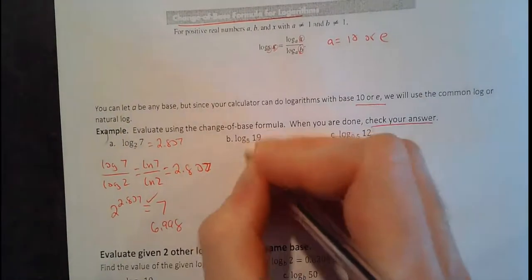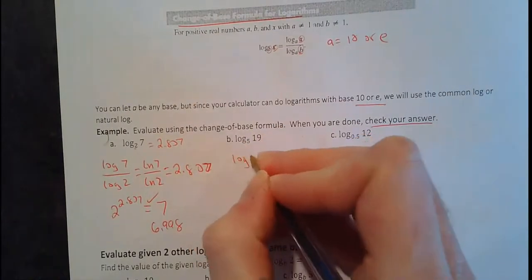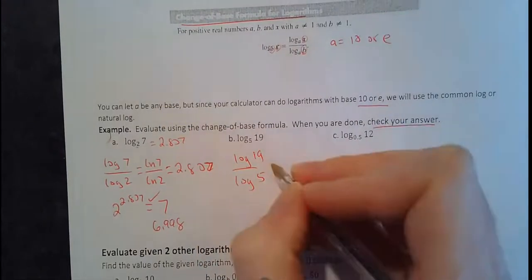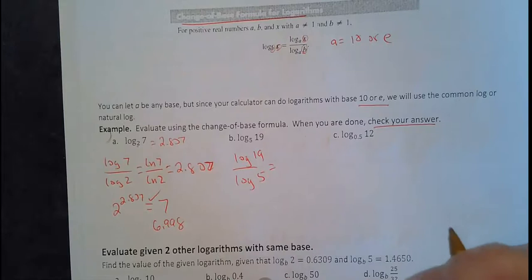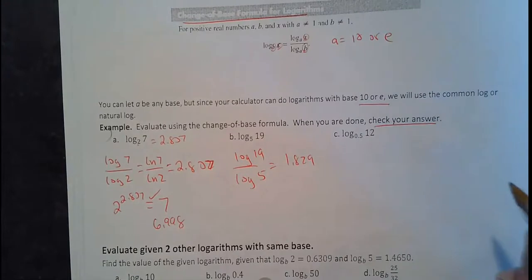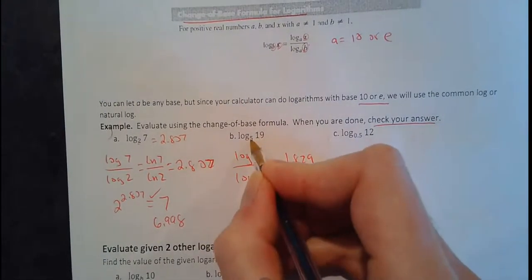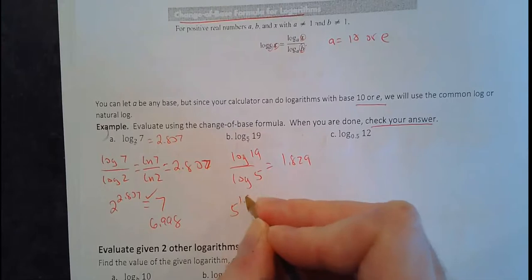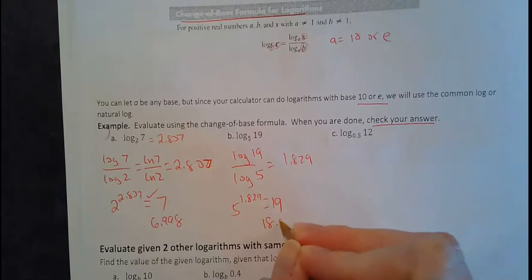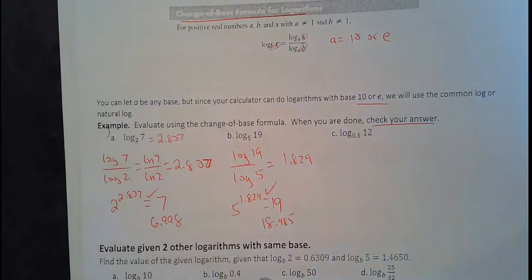Check this guy here, again, log 19 over log 5. You could use natural log 19 over natural log of 5. It's up to you. There might be certain situations where you would have a preference, but 9 times out of 10, it doesn't matter which one you use. So this one equals 1.829. That means I am claiming that 5 to the 1.829 power equals 19. Type it in the calculator and I get 18.985. So that one was close enough. Okay, pause it and try the next one, see what you get.